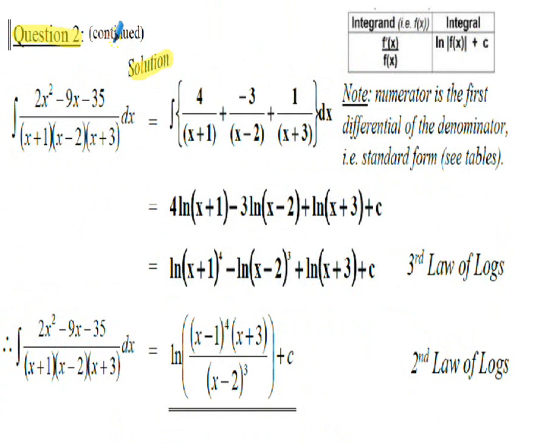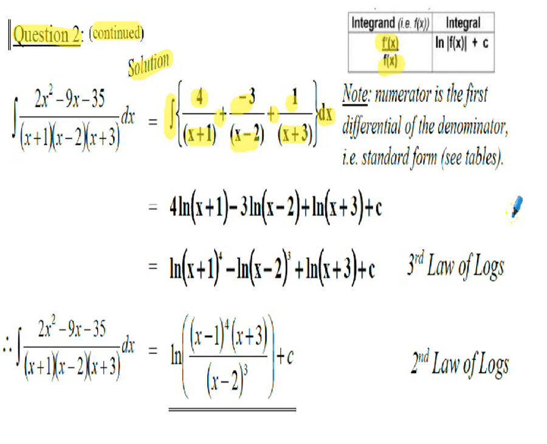Question 2, the solution continued. Now we're going to take the integration process. So we're integrating the 4 upon x plus 1 plus the -3 upon x minus 2 plus the 1 upon x plus 3 with respect to x.